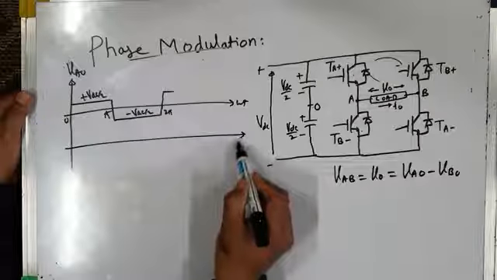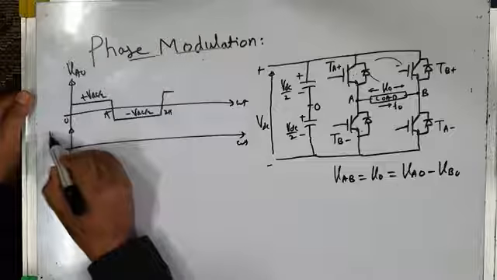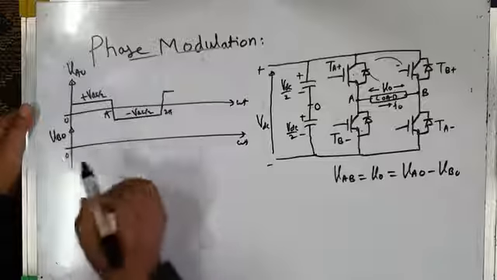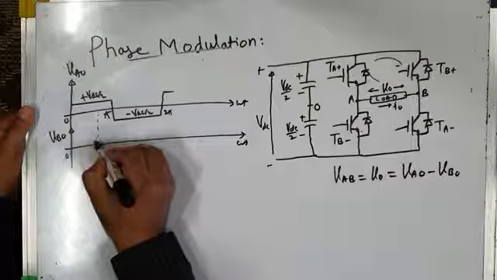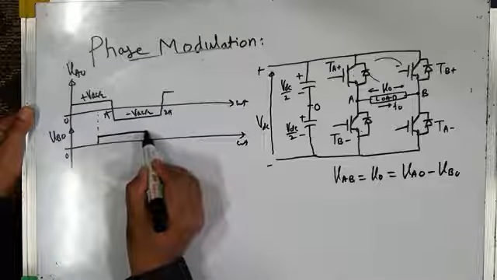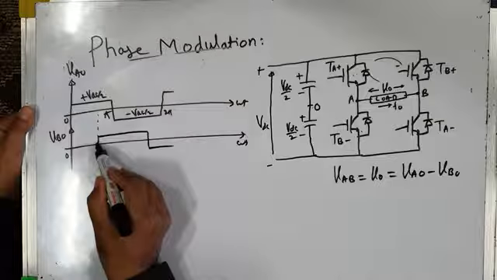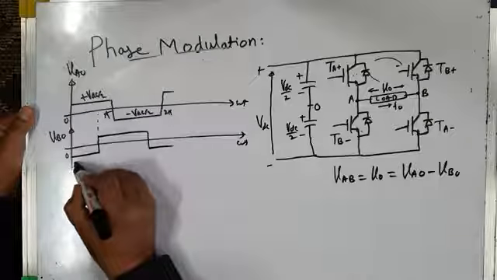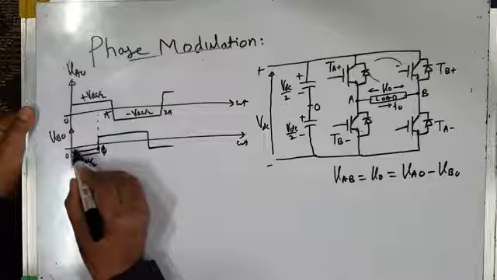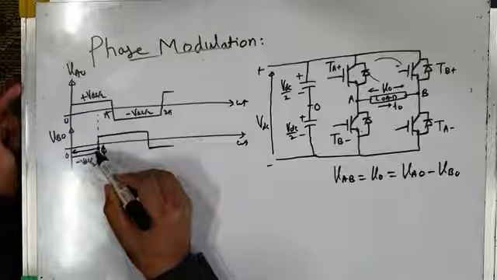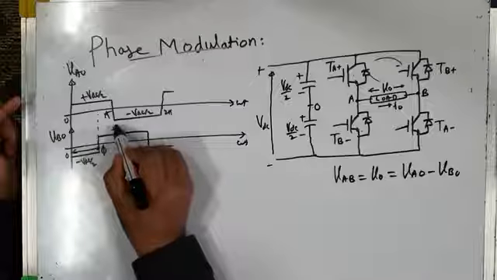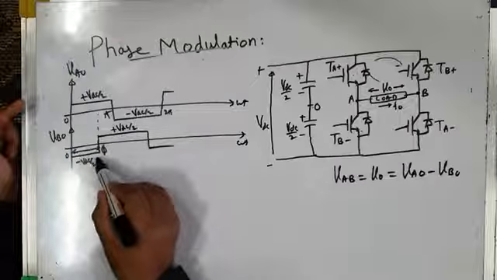As far as pole voltage VBO is concerned, I will not make it 180 degrees out of phase with respect to VAO. I will make it like this. So for example, this may be my pole voltage VBO. So it is minus VDC by 2 and plus VDC by 2. Let me call this phase angle phi. So phi is the phase angle by which pole voltage VBO lags behind pole voltage VAO. So this phase angle is variable.